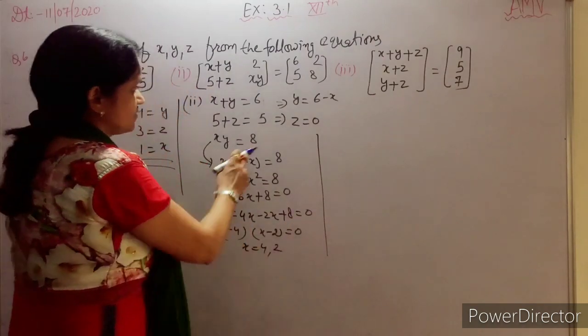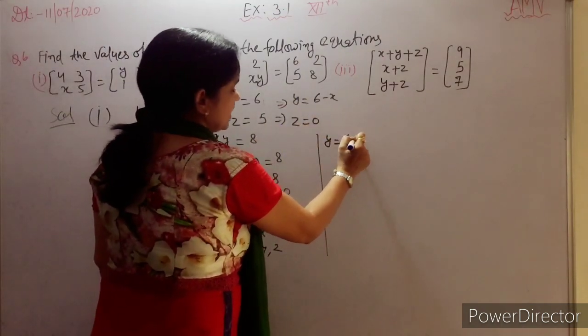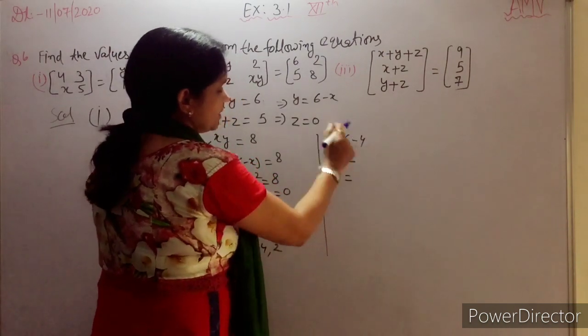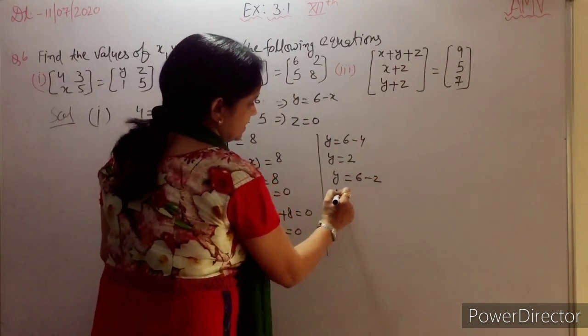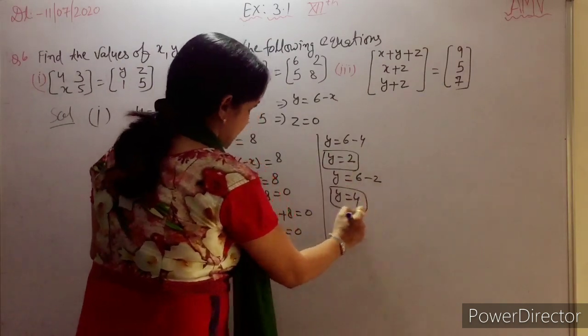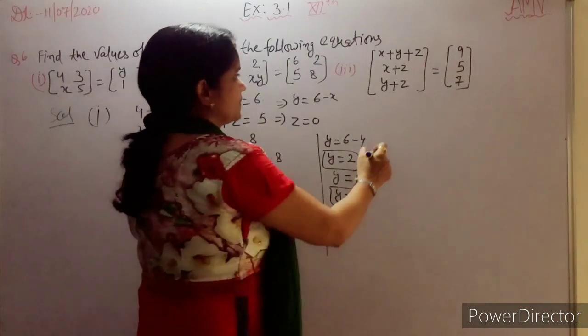Substitute the values of x. We will find y. So, y will be 6 minus x, if x is 4, then it is 2. Another value: if x is equal to 2, then y is equal to 4. Okay, so write the corresponding values of x, y and z.